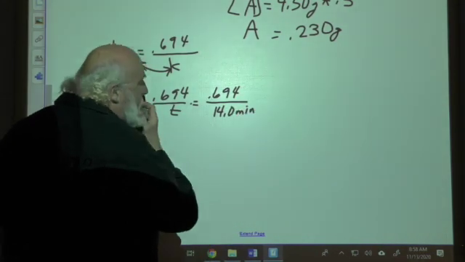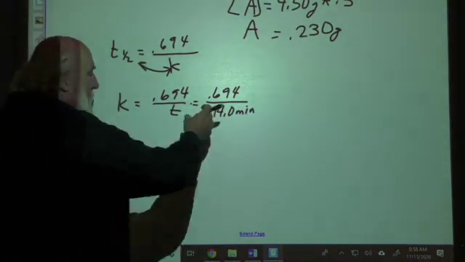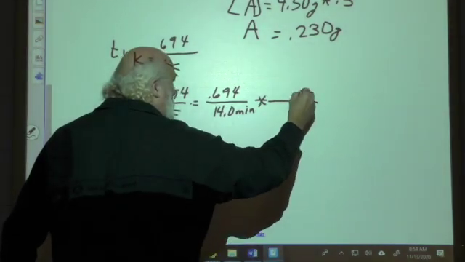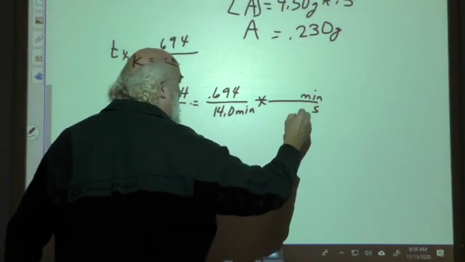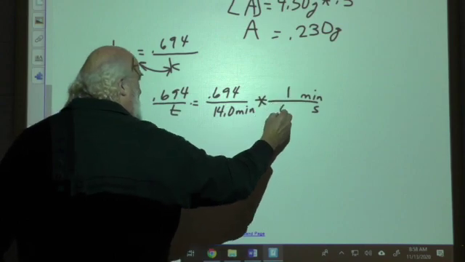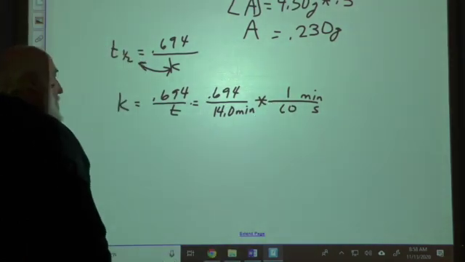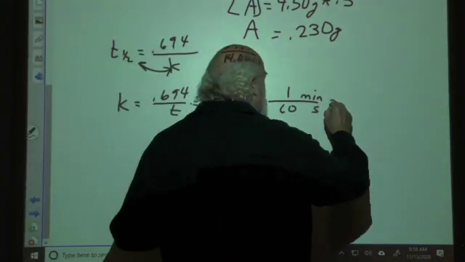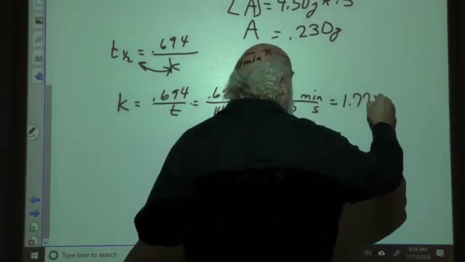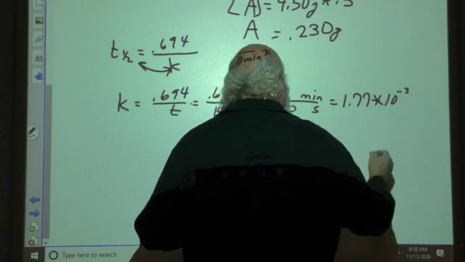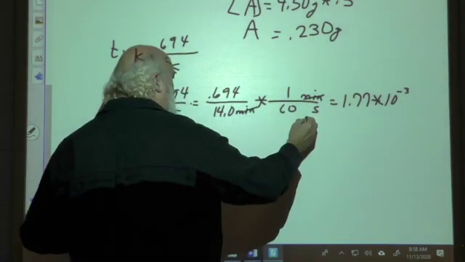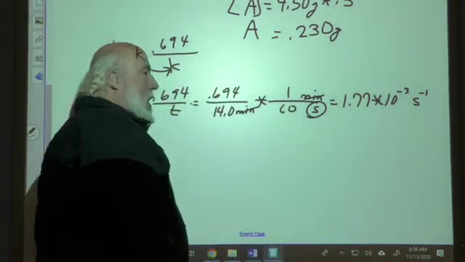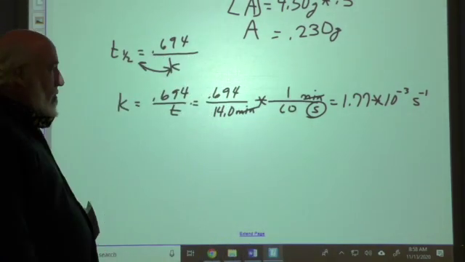But we don't want minutes, we want seconds, so we'll treat this like a conversion problem. Put a times sign there, put minutes on top, seconds on bottom, 1 minute and 60 seconds. And we should get 1.77 times 10 to the negative 3, and minutes cancel out, we have seconds in the denominator, so that's s to the negative 1 power. So that's how we find the values there.